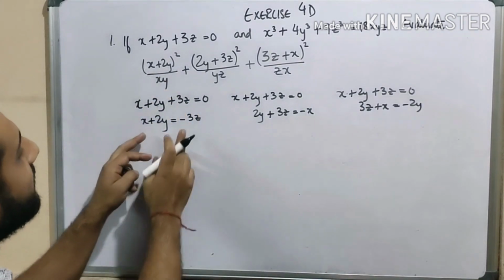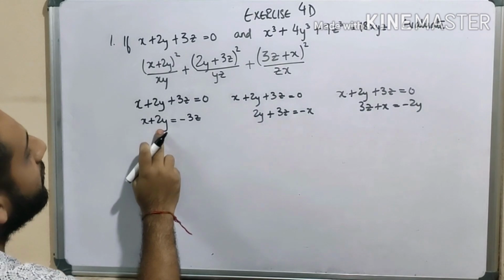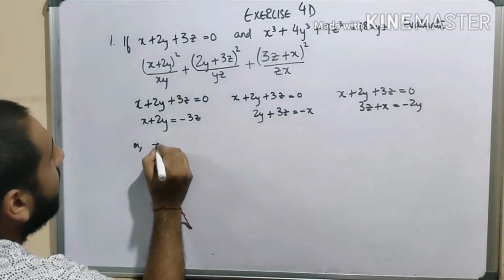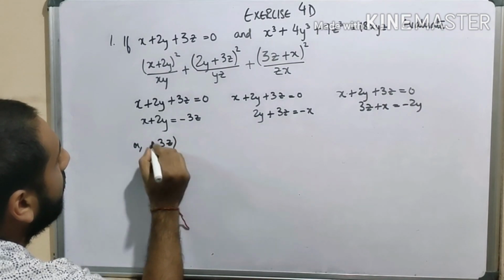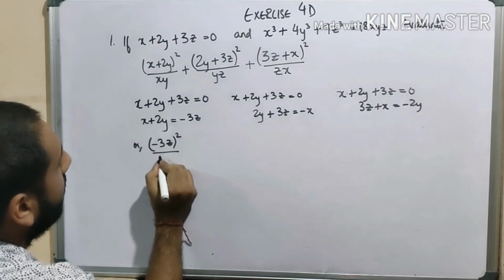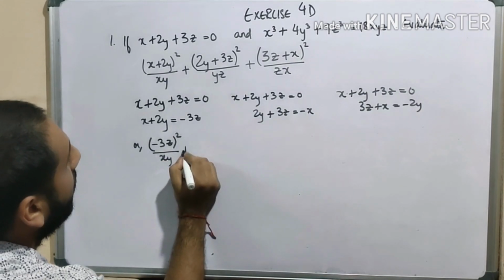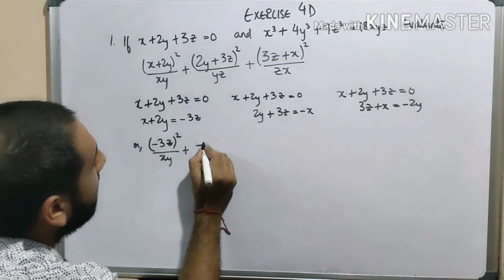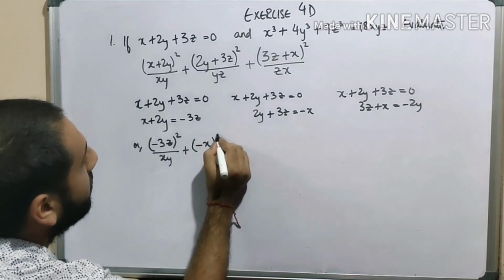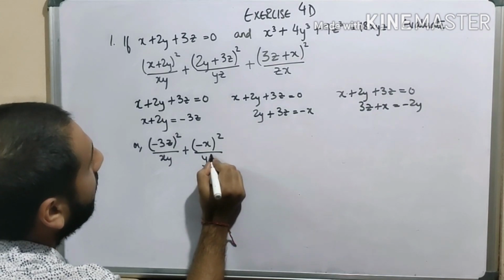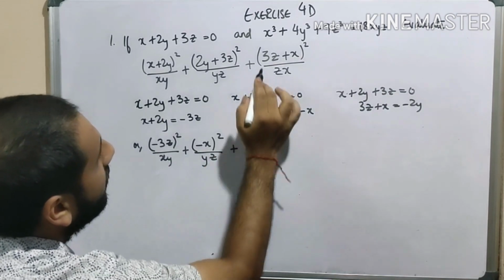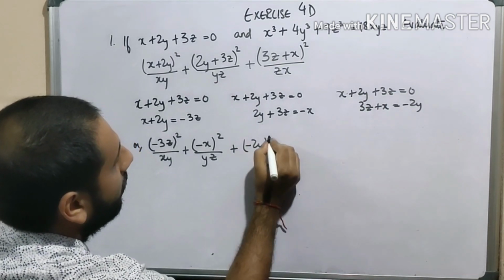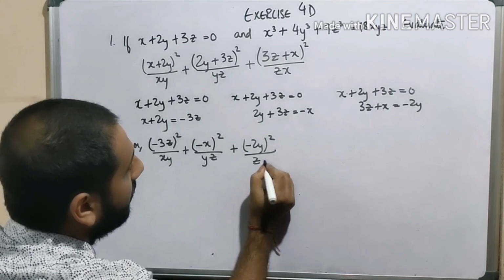Now, I'll replace the value of this here. See, x plus 2y is what? Minus 3z. So, here, minus 3z whole square divided by xy, plus 2y plus 3z is minus x. So, minus x whole square divided by yz, plus 3z plus x is minus 2y. Minus 2y whole square divided by zx.